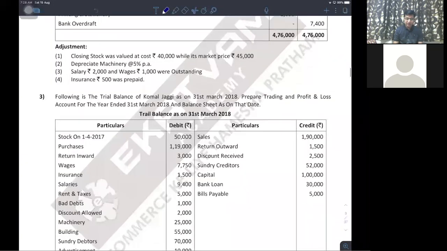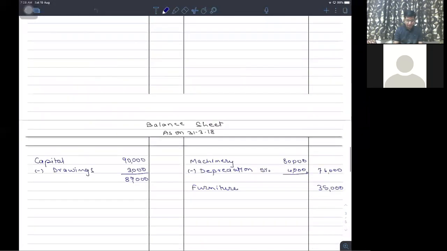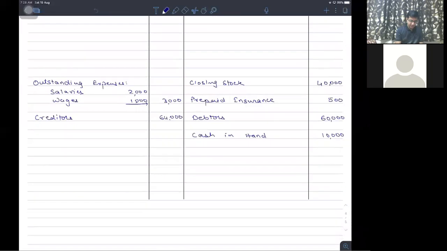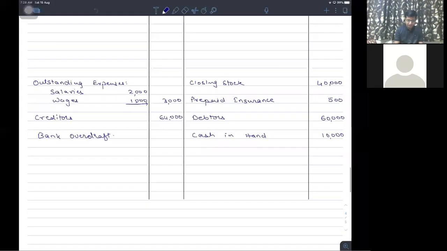Bank overdraft 7,400. Bank overdraft is nothing but the amount withdrawn more than what you have deposited, so it becomes your liability. And generally, this is payable within a short period of time. That's why it is a current liability. How much it is? 7,400.